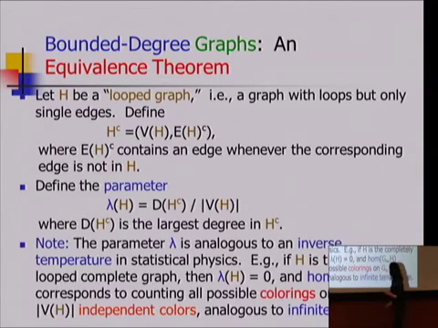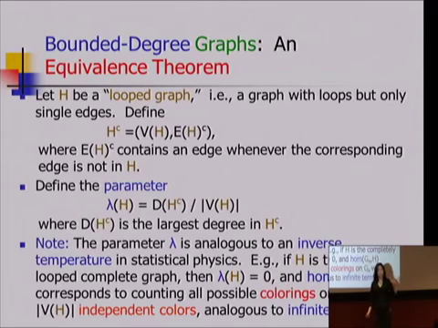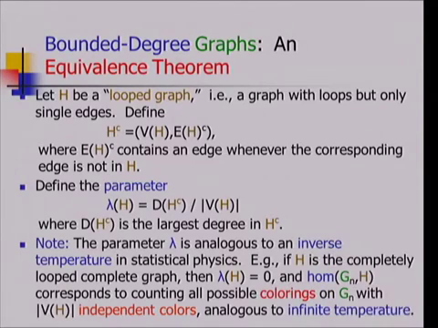And so this parameter lambda is like an inverse temperature in statistical physics. If H is a completely looped complete graph, H complement is the empty graph. So this lambda is equal to 0, and that's like beta, the inverse temperature, being 0, temperature being infinite. I'm allowed to put anything next to anything else. And it turns out that we're going to look at graphs for which this lambda is sufficiently small.